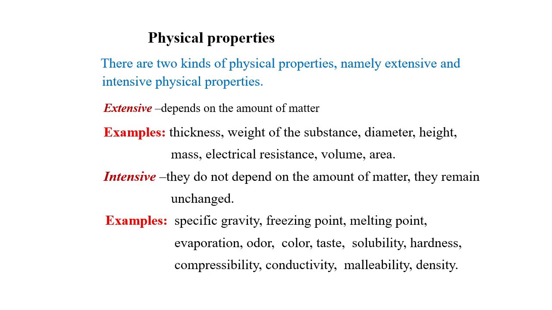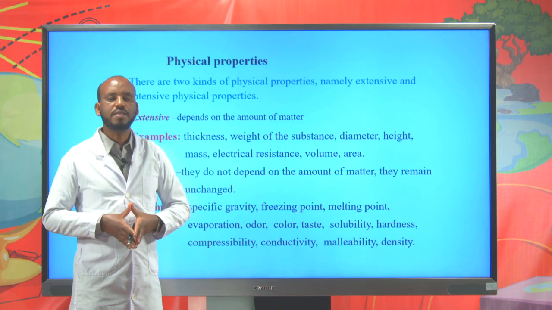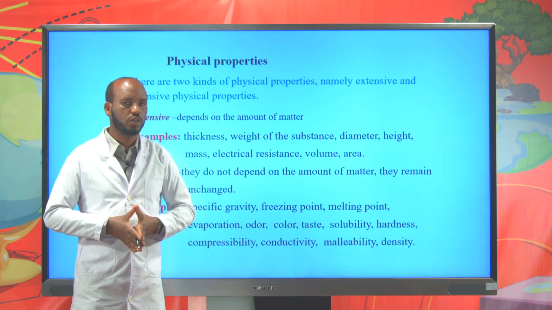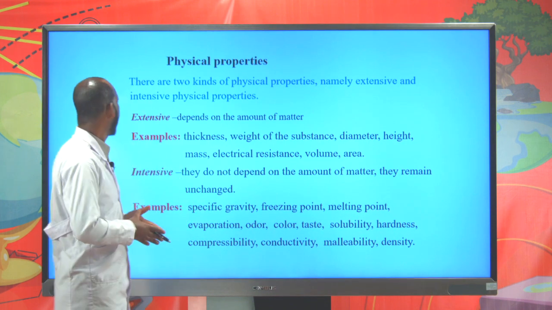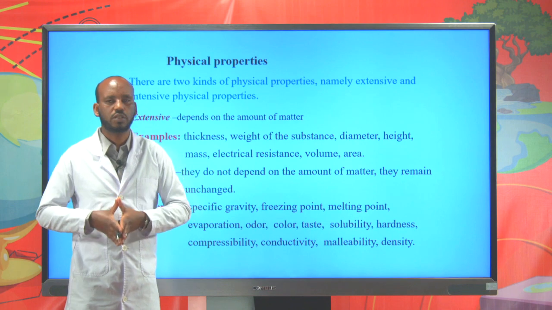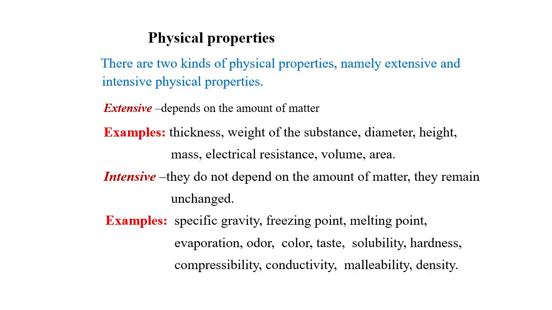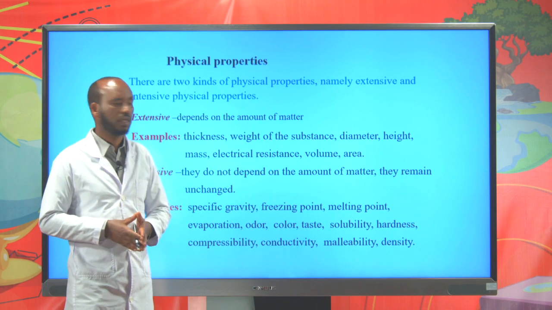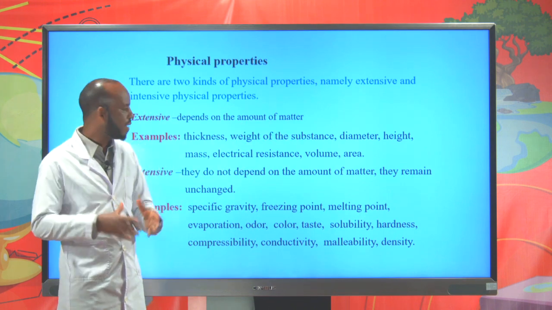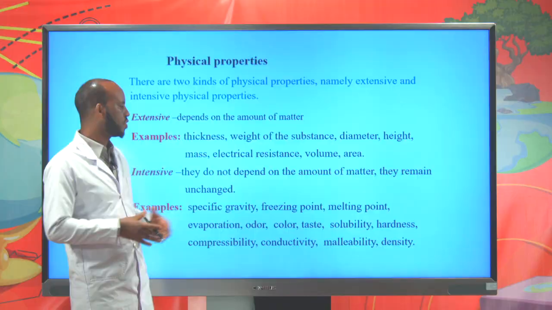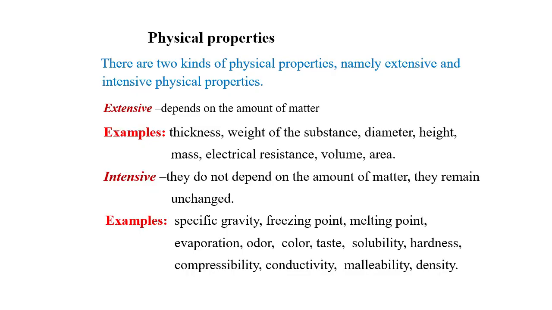Physical properties. There are two kinds of physical properties, namely intensive and extensive physical properties of a substance. Extensive properties are those properties which depend on the amount of matter. For example, properties such as thickness, weight of the substance, diameter, height, mass, electrical resistance, volume, area, and so on are extensive properties of a substance which depend on the amount of matter present.